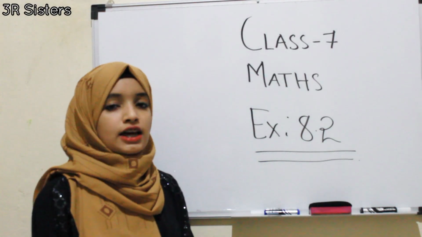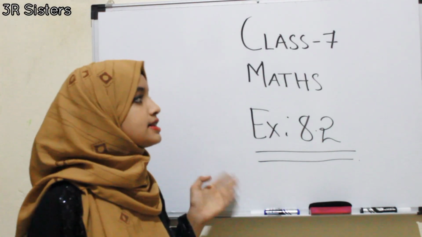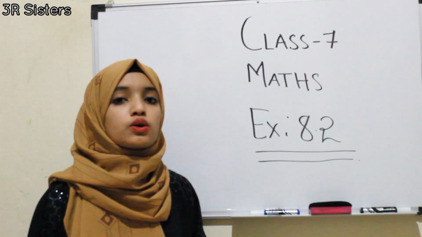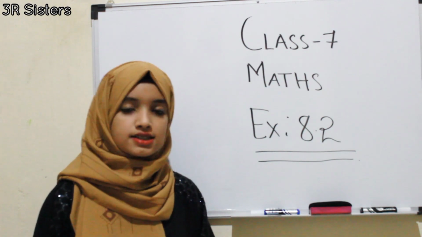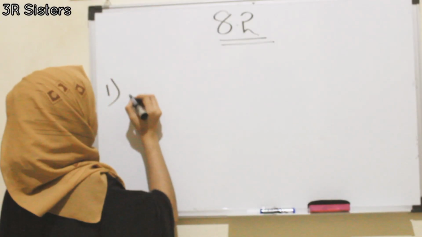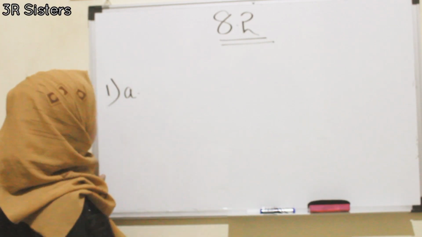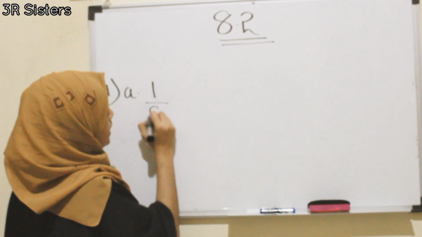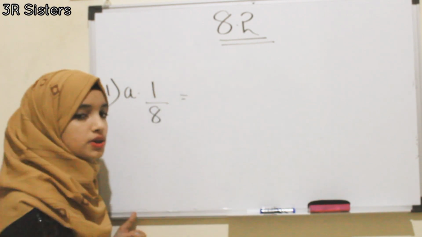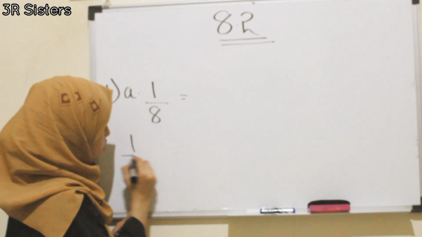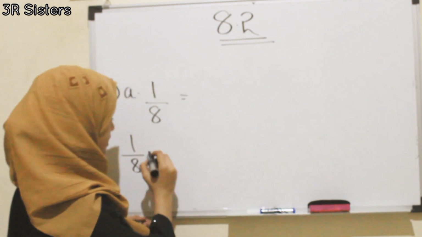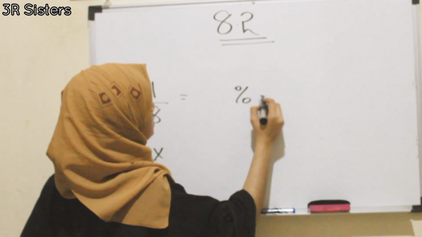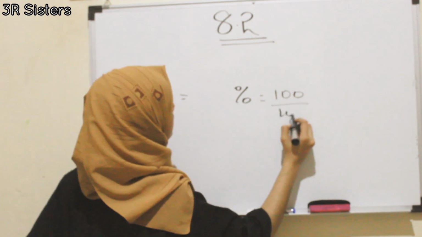Everyone. Today we will be discussing Class 7 Maths Chapter 8 Exercise 8.2 Question number 1. So let's get started. The first question in this question is 1 by 8. We have to convert it to percentage. How will we convert? 1 by 8, we will write it over here and then into 100, because percentage is equal to 100 by 100 in fractions.